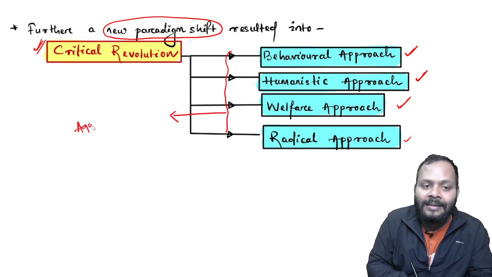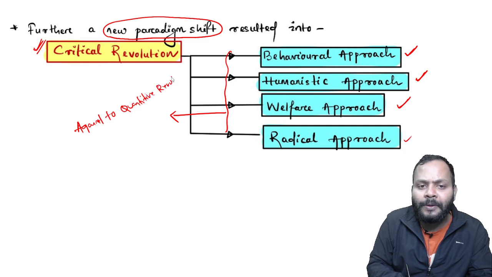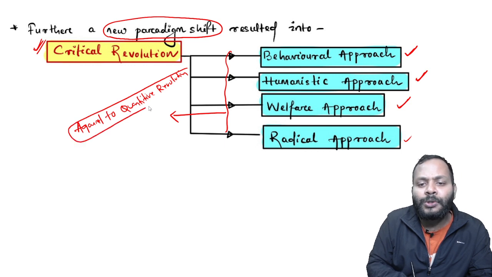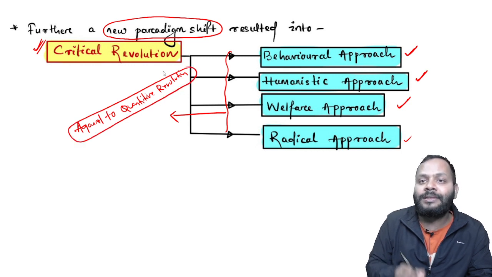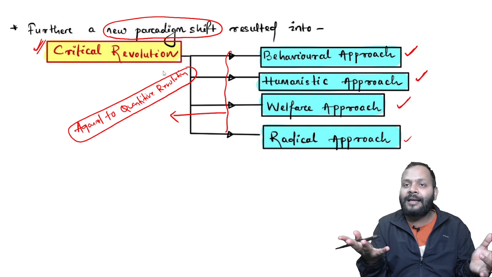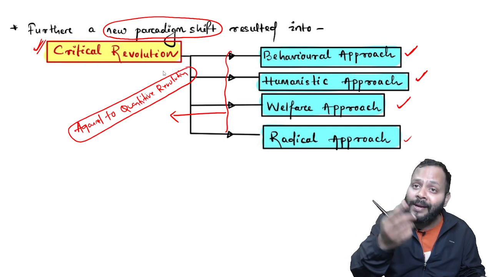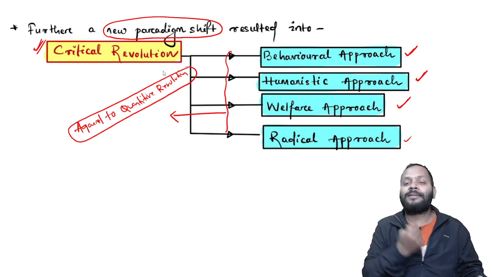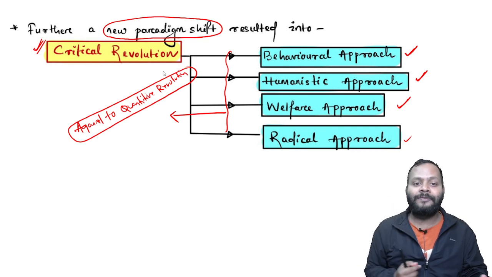Is it that this is against the quantitative revolution? Now, if someone asks you what exactly quantitative revolution, radical, welfare, behavioral, humanistic are, these are several ways to understand geography.